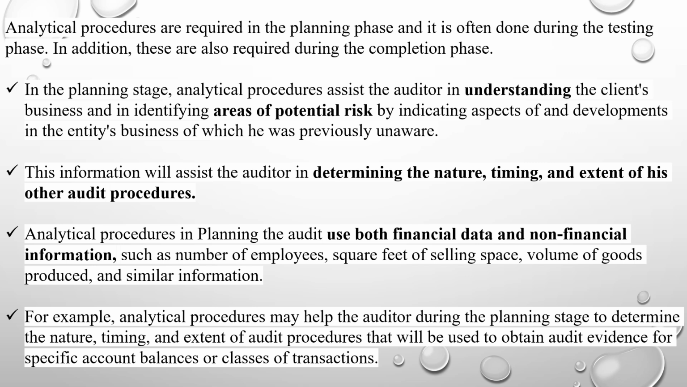Third is analytical procedures in planning the audit uses both financial data and non-financial data such as number of employees, square feet of selling space, volume of goods produced and similar information. For example, analytical procedures may help the auditor during the planning stage to determine the nature, timing and extent of audit procedures that will be used to obtain audit evidence for specific account balances or classes of transactions.